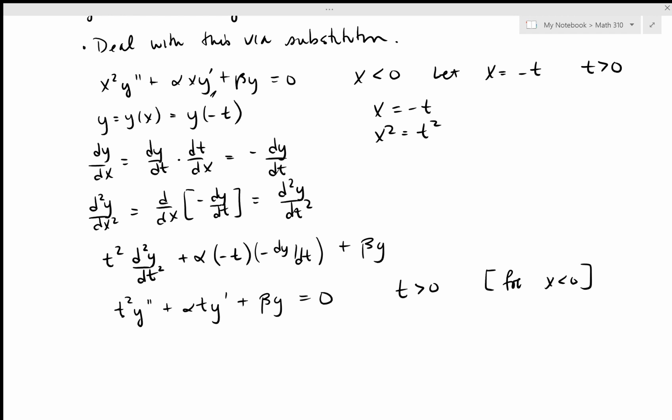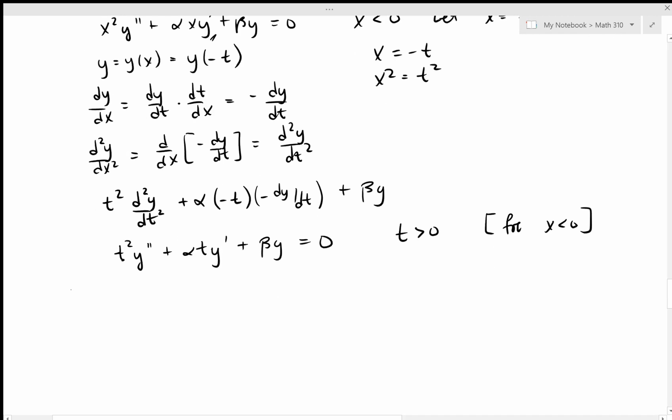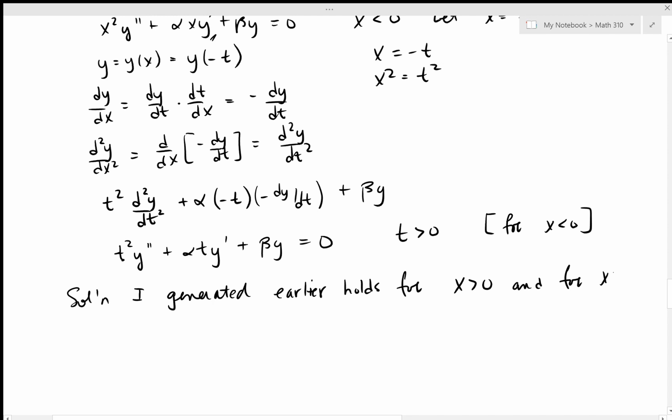So the solution I generated earlier in fact holds for x greater than 0 and for x less than 0. Okay, so then I'm going to write that out.